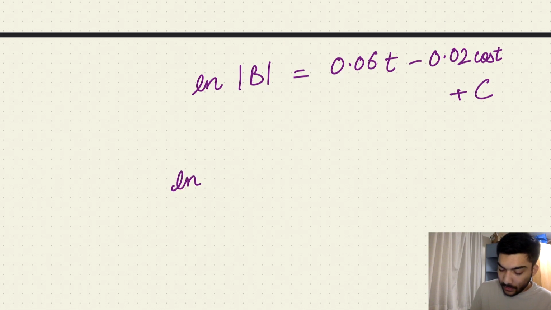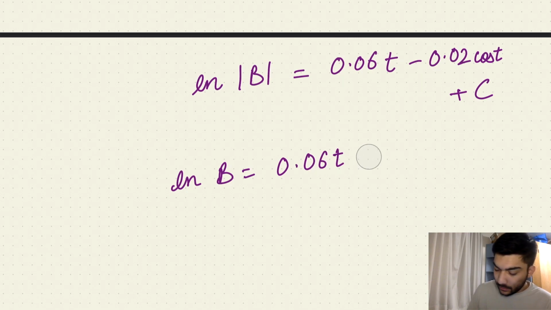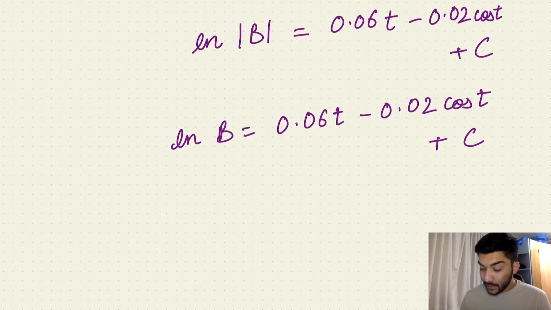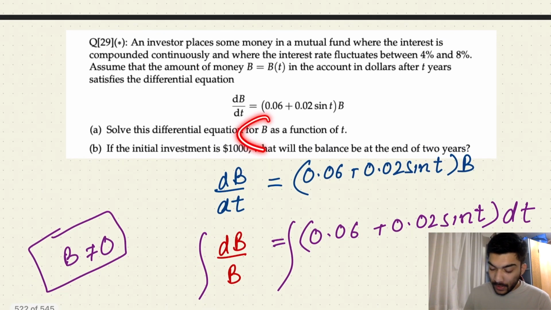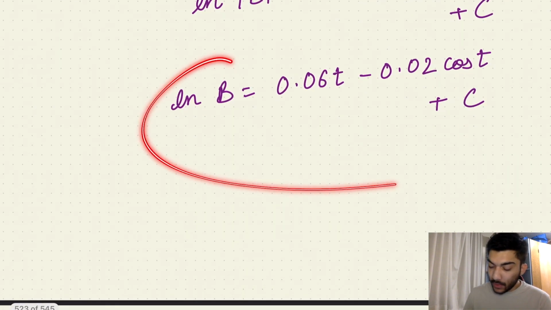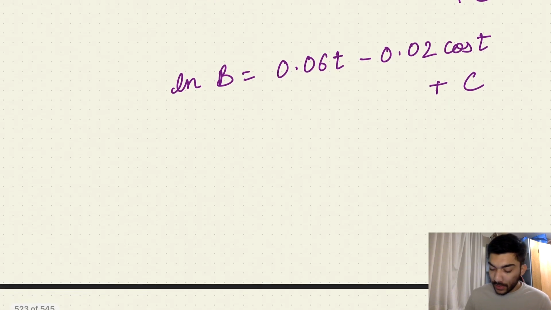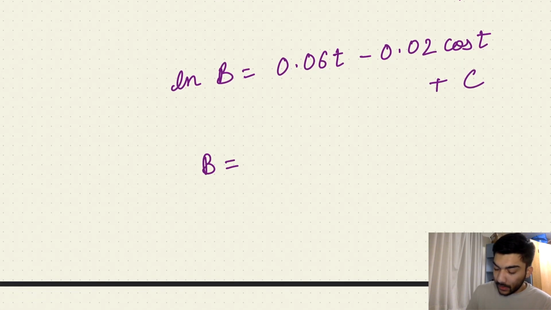So this would be equal to ln B, and the right hand side would still be 0.06 t minus 0.02 cos t plus c. Now we have this expression. Since we want to solve for B as a function of time, we can take the exponent on both sides. It will simply be B on the left hand side, and on the right hand side it will be e to the power 0.06 t minus 0.02 cos t plus c.